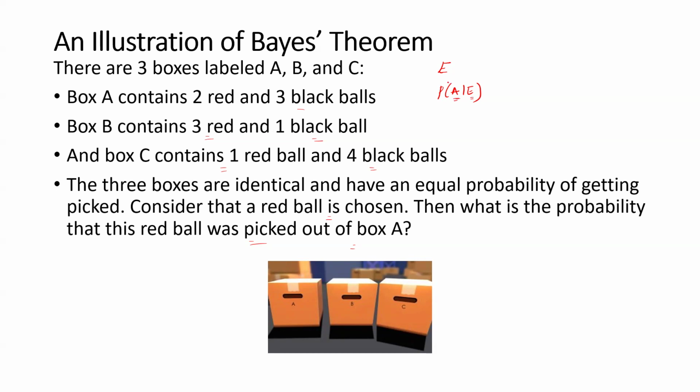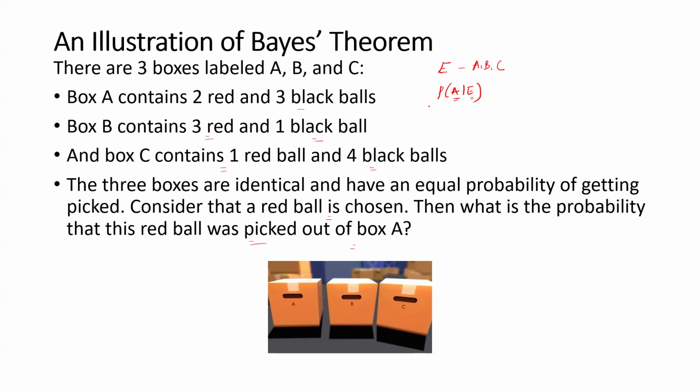So what I am saying is, E denotes the event that a red ball is chosen from A, B, C. But the question is, what is the probability that this red ball was picked out of box A? So we have to find the probability of A given the evidence E.